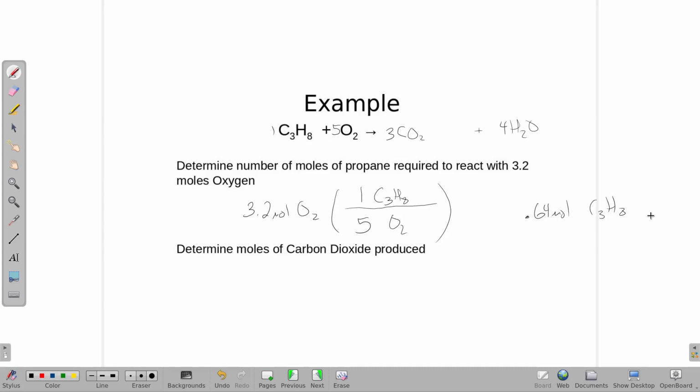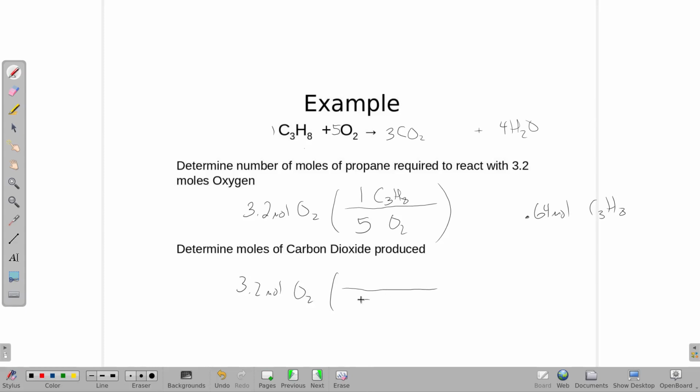Now the second one wants to know the amount of CO2 that's produced, carbon dioxide. Had we just started with that equation as it was written, we wouldn't have any idea how much it produces because we needed to balance the equation first. But once it's balanced, I can take those 3.2 moles of O2 and do another conversion factor.